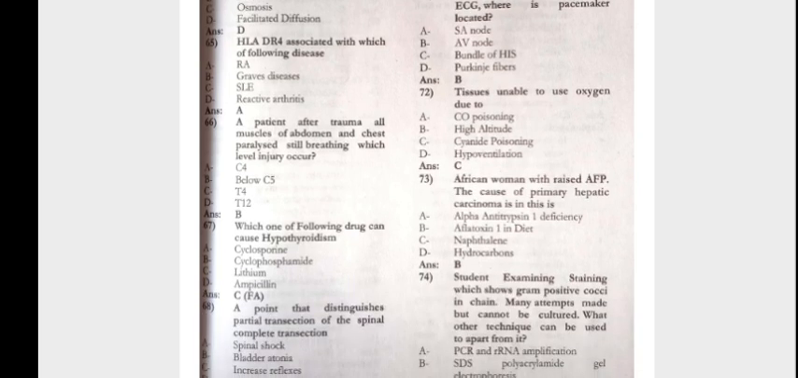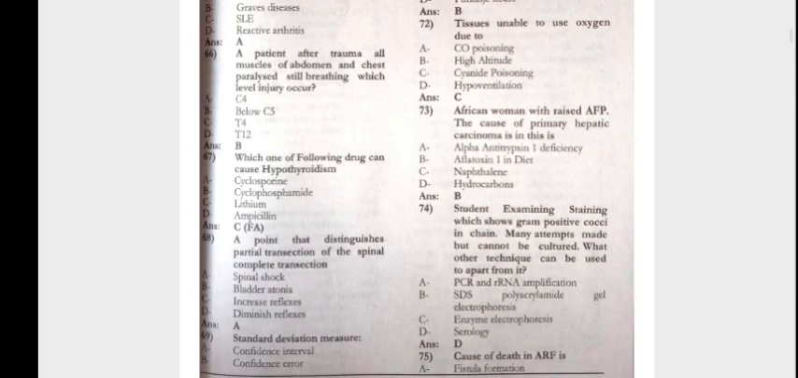Tissues unable to use oxygen is due to cyanide poisoning. African woman with raised AFP, the cause of primary hepatic carcinoma is aflatoxin B1 in the diet.